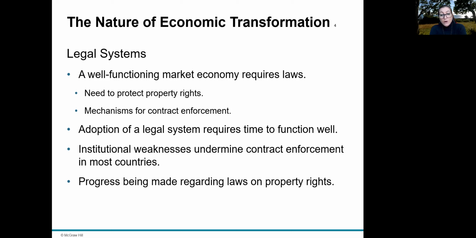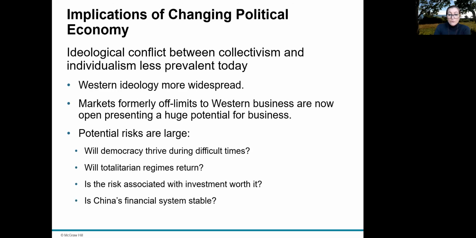Institutional weakness undermines contract enforcement in most countries. So progress needs to be made regarding the laws on property rights. Now, when we look at changing political economies, there's this ideological conflict between collectivism and individualism that is less prevalent today. What we see is that Western ideology is more widespread. So markets that were formerly off limits to Western businesses are now opening.